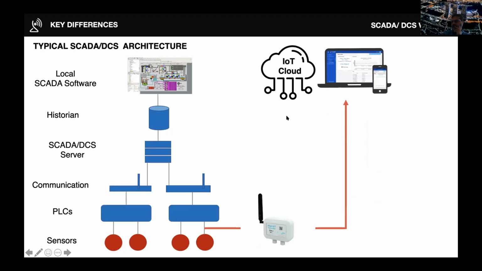But the next question is, what if I already have SCADA? I don't want to throw that away. How do I still connect to IoT? So one way is you can go to your SCADA vendor and ask, hey, can I connect to this third-party IoT platform? But there can be many issues and it can take a long time.